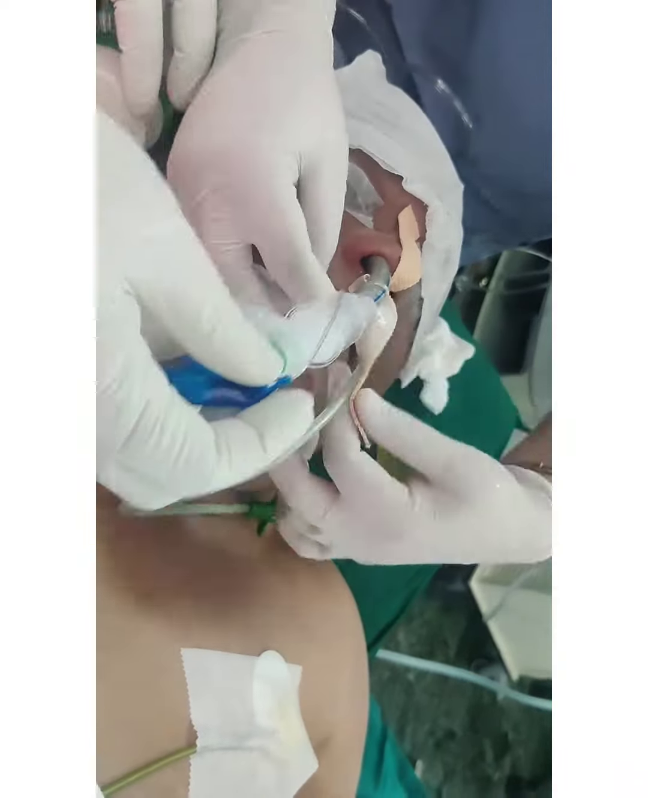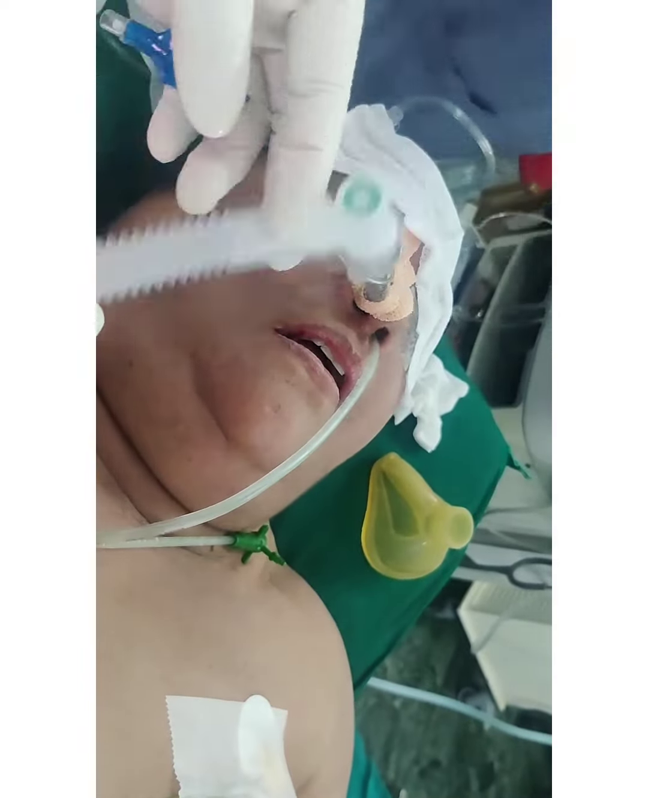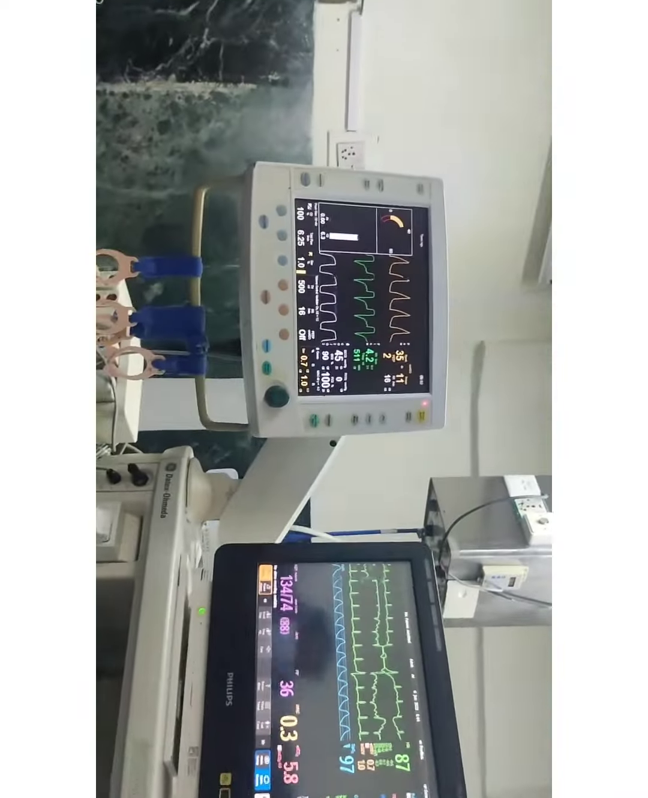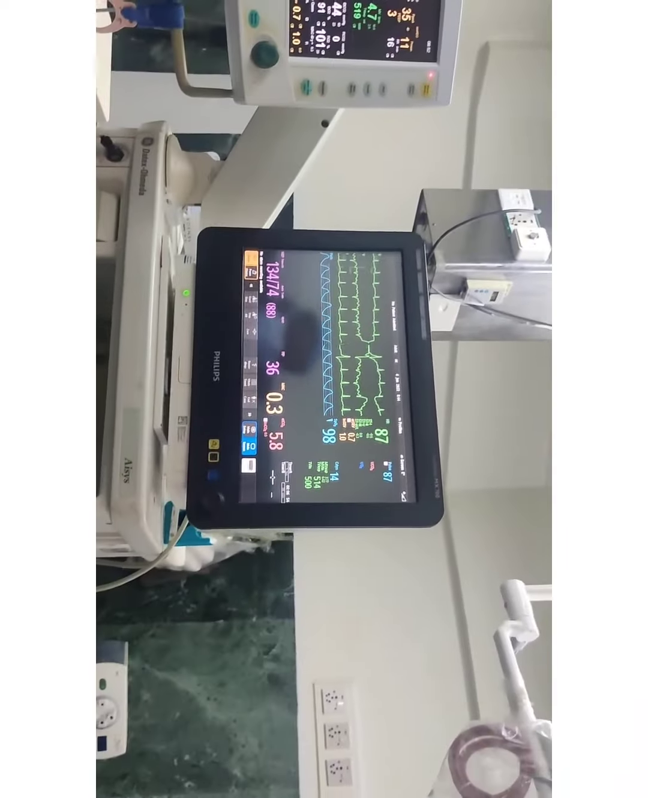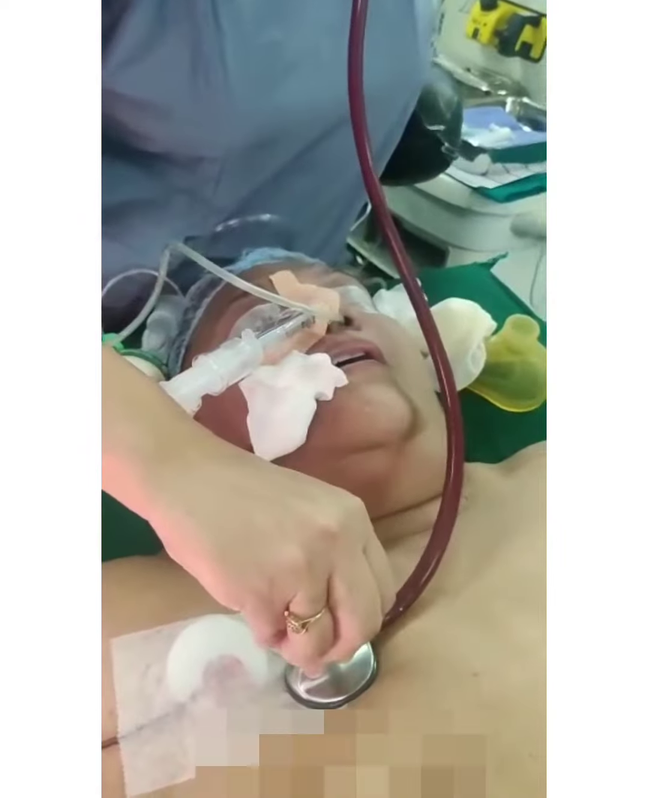Confirm the tracheal placement of the endotracheal tube by the EtCO2 waveform. Confirm the vitals and also auscultate the chest to confirm bilateral breath sounds.